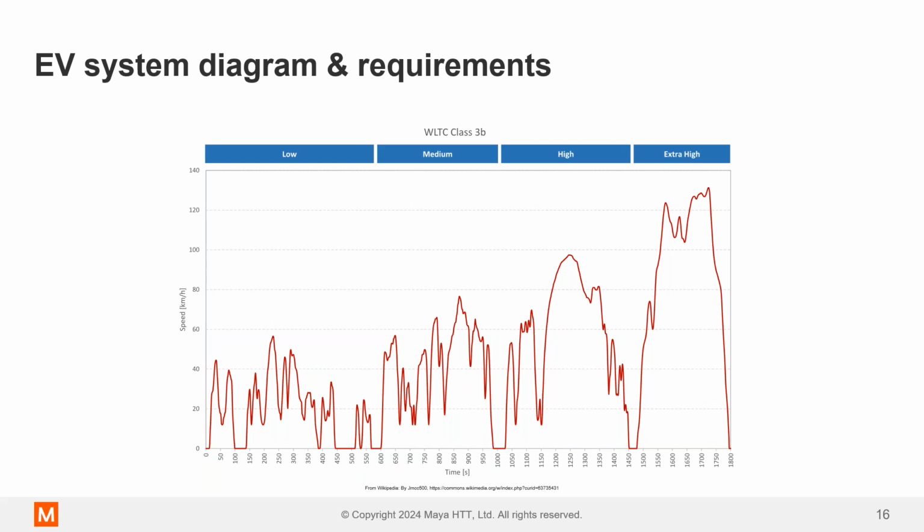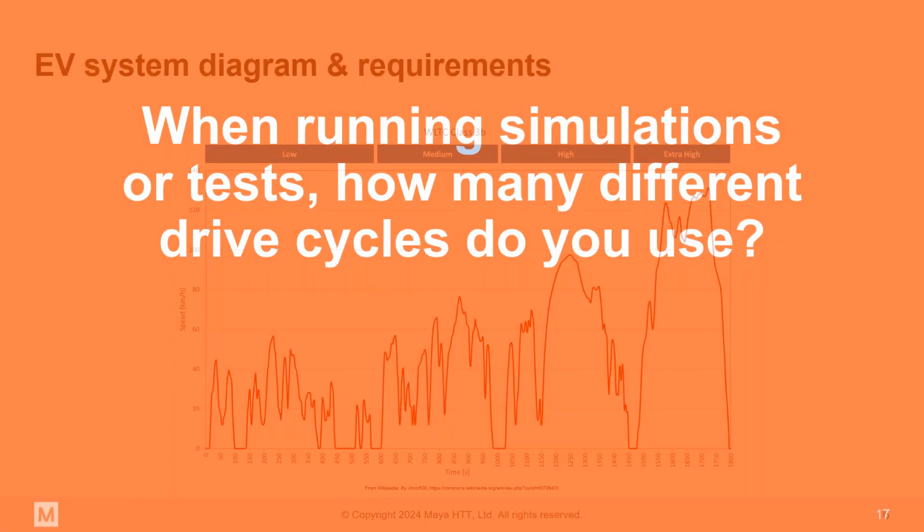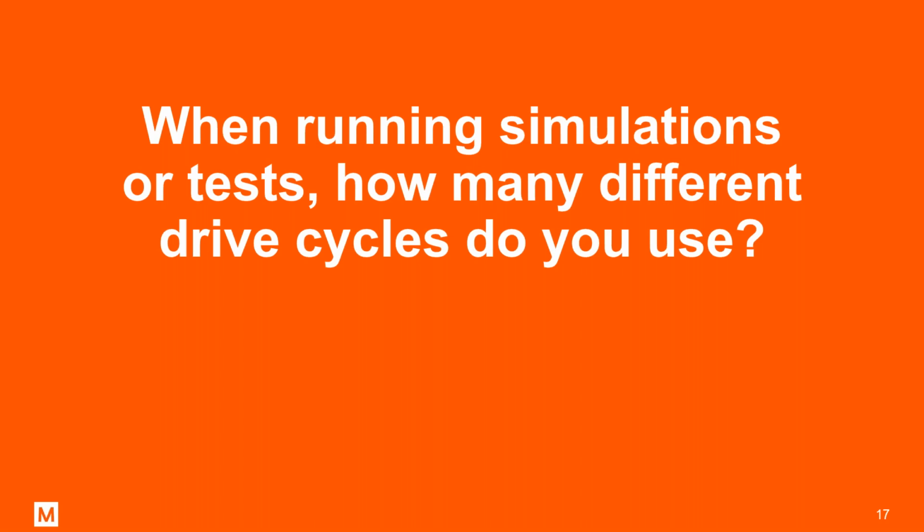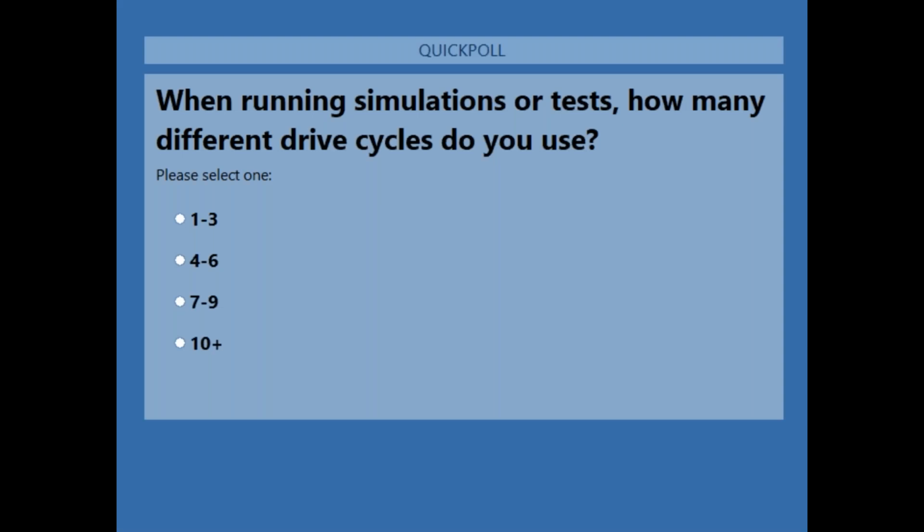So in this case, our project only required a single test case, but often there's a lot of different test cases that need to be used. So when you're designing an electric vehicle, I'm curious, how many different drive cycles do you guys look at? Are you looking at a single operating situation? Are you looking at multiple? How do you guys set up your tests? You should see a nice poll questionnaire pop up on your screen.